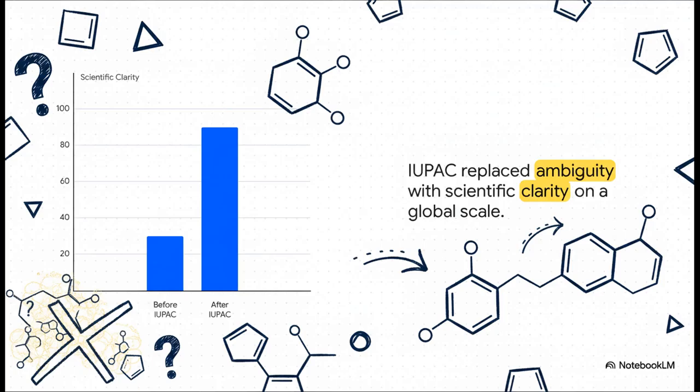After IUPAC, we get clarity. A scientist in Tokyo and a scientist in Buenos Aires can read a chemical name and know with 100% certainty that they are talking about and working with the exact same stuff.